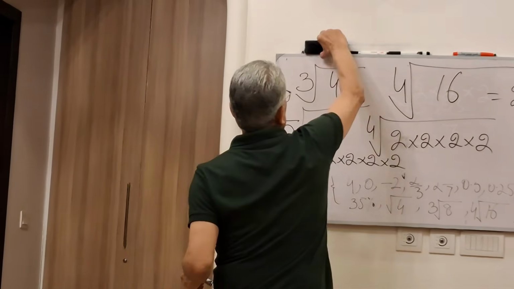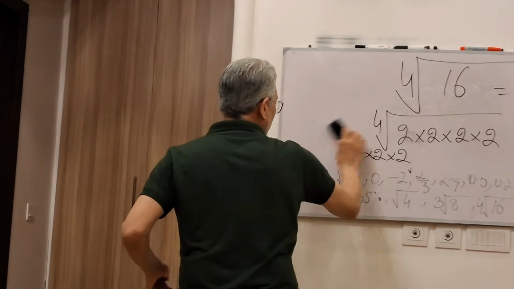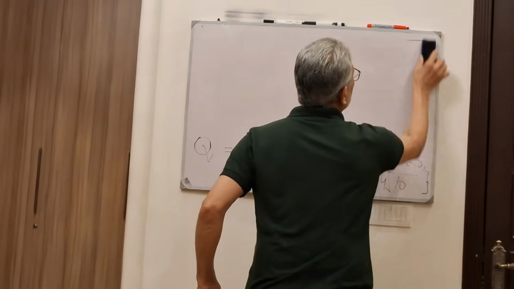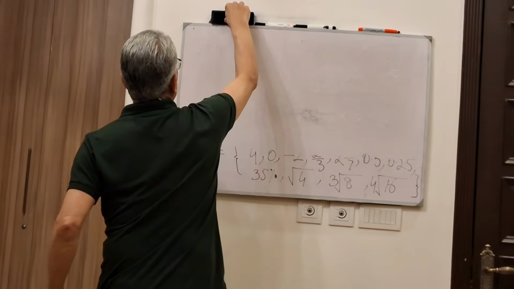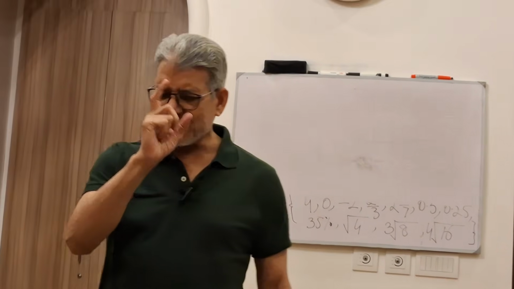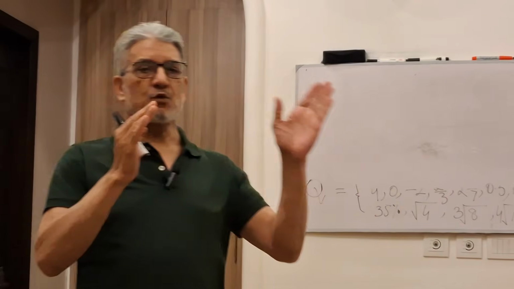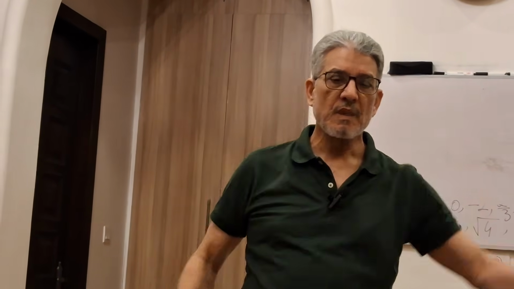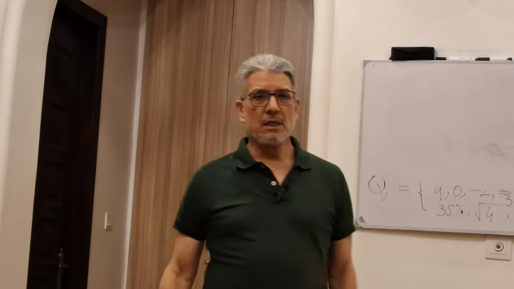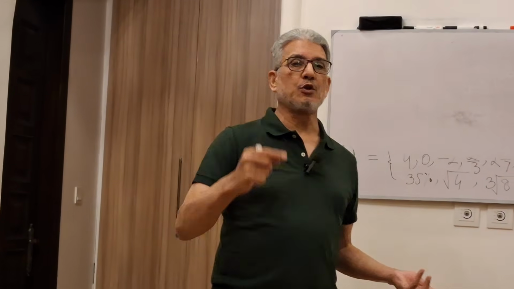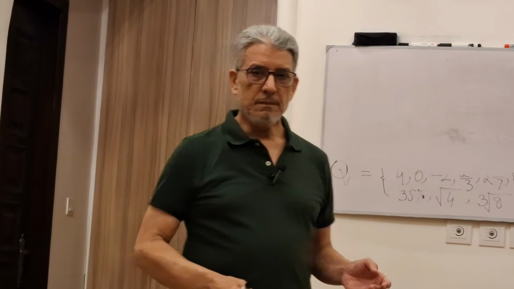I hope up till here you have understood that the square roots of perfect squares, that is 1, 4, 9, 16, 25, 36, etc., are rational numbers. Cube roots of perfect cubes, that is cube root of 8, 2 into 2 into 2. Cube root of 27, 3 into 3 into 3.